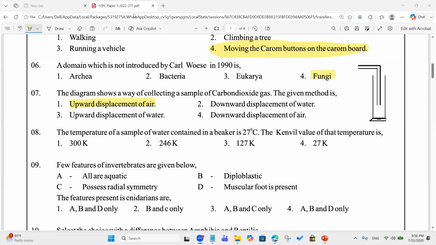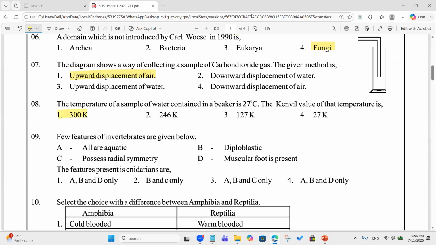How do you convert Celsius into Kelvin? Add 273. So what's the answer? 27 plus 273. Yes, that is 300 Kelvin. Correct. Number 9.